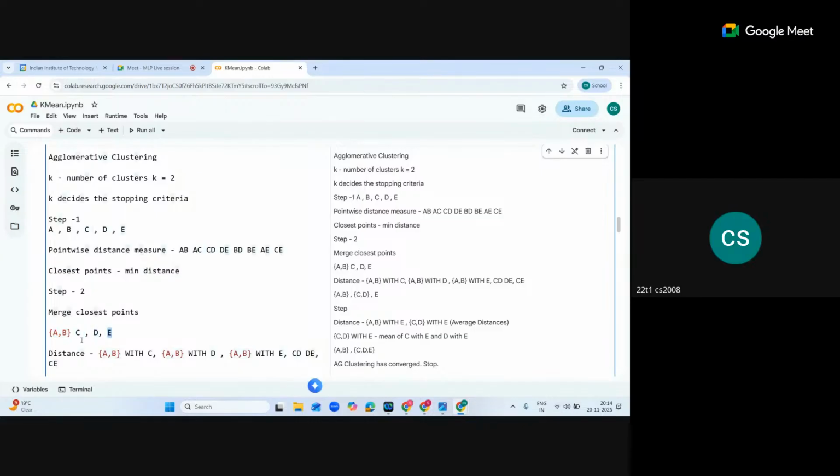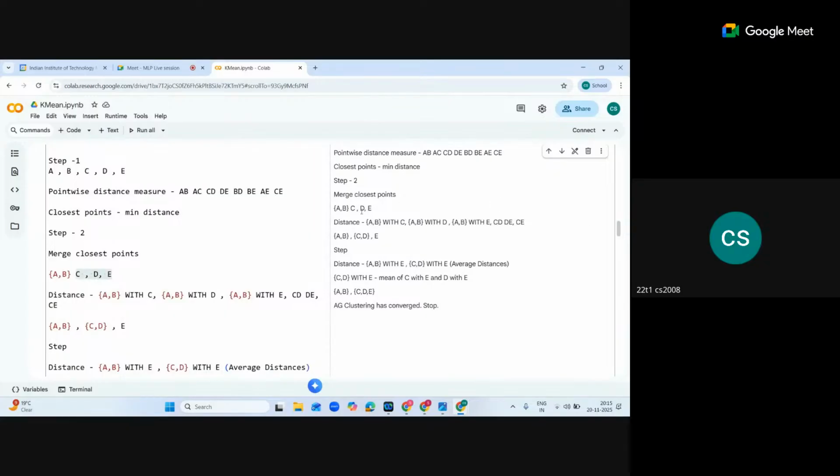Next, again, we compute the distance of all these 3 which are already there, and then we compute the distance of everything with AB. What we found out here was CD was the minimum. So AB remains, we merge CD, and we have E independently. So now my clusters are AB, CD, and E. E will now be a cluster.